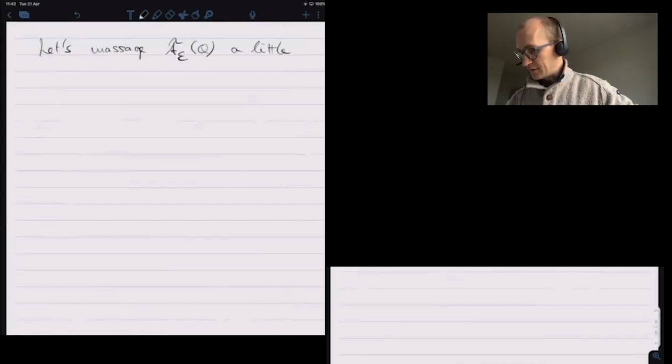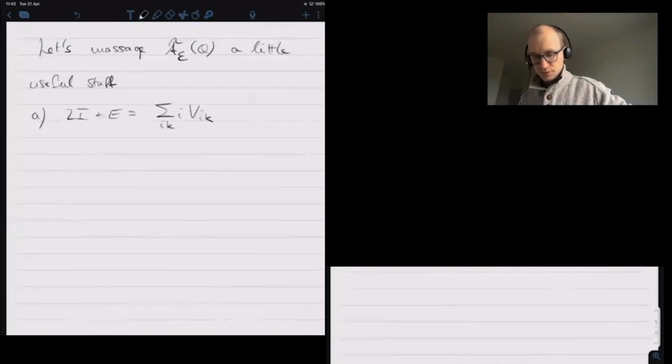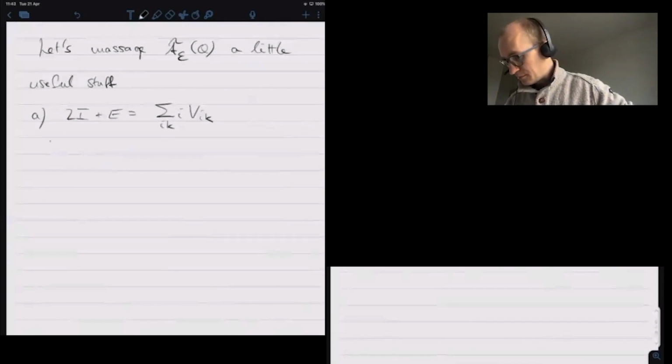So we have some useful identities. For this, we can actually use some useful stuff. A, we actually have that 2I plus E should be equal to sum over i,k of k V_ik. This is actually totally simple, because all this is saying is that the total number of ends of propagators ending on vertices, written in two different ways.